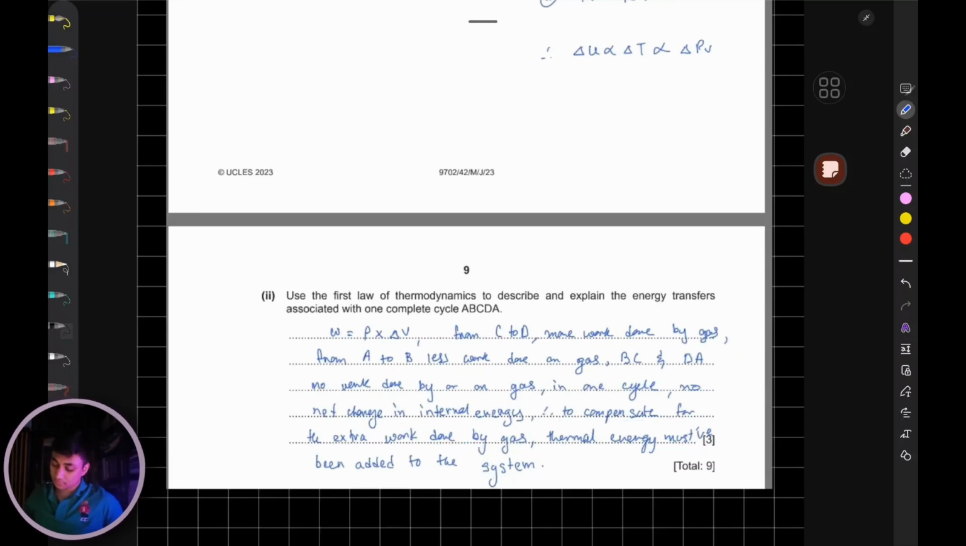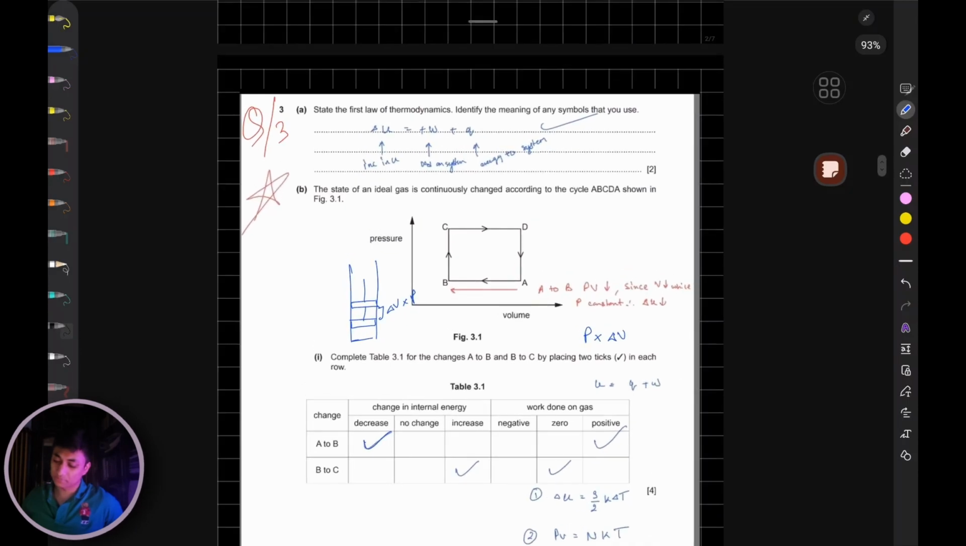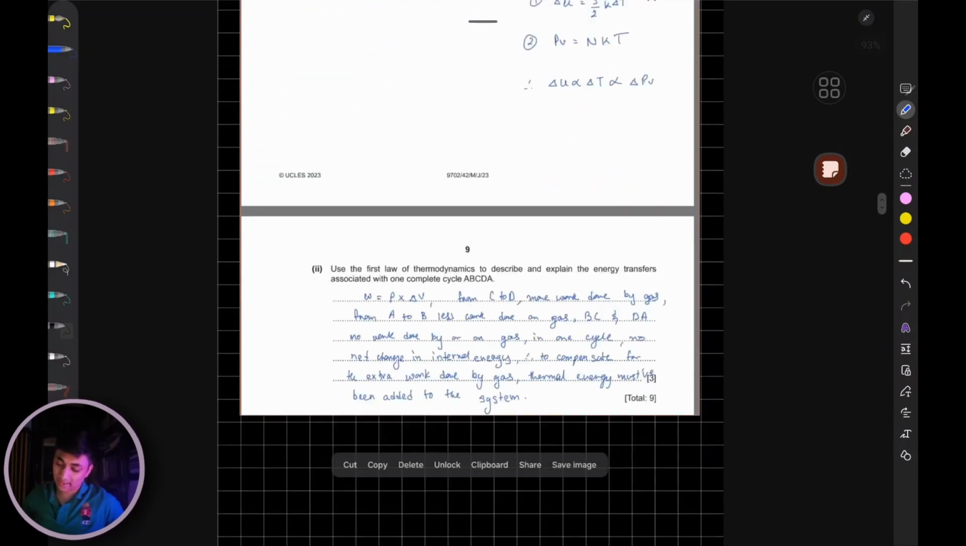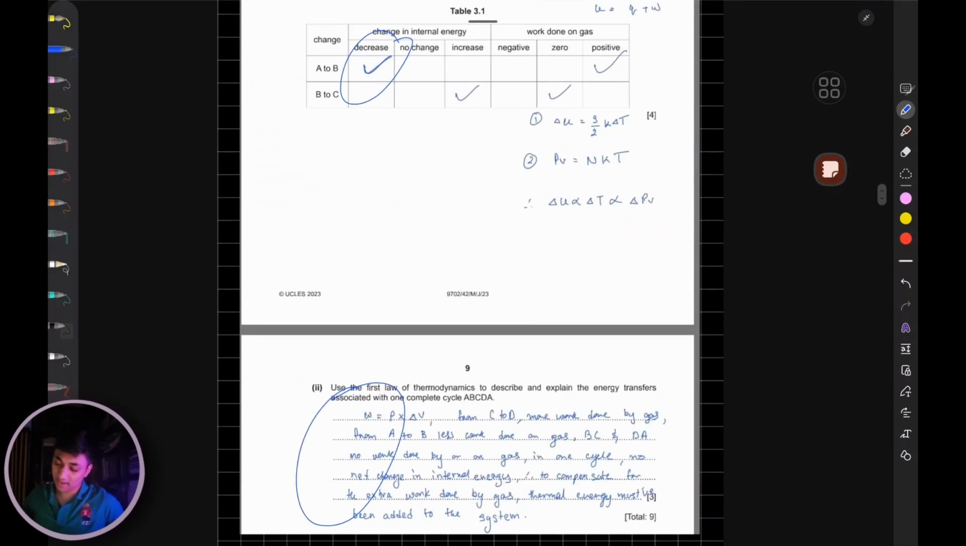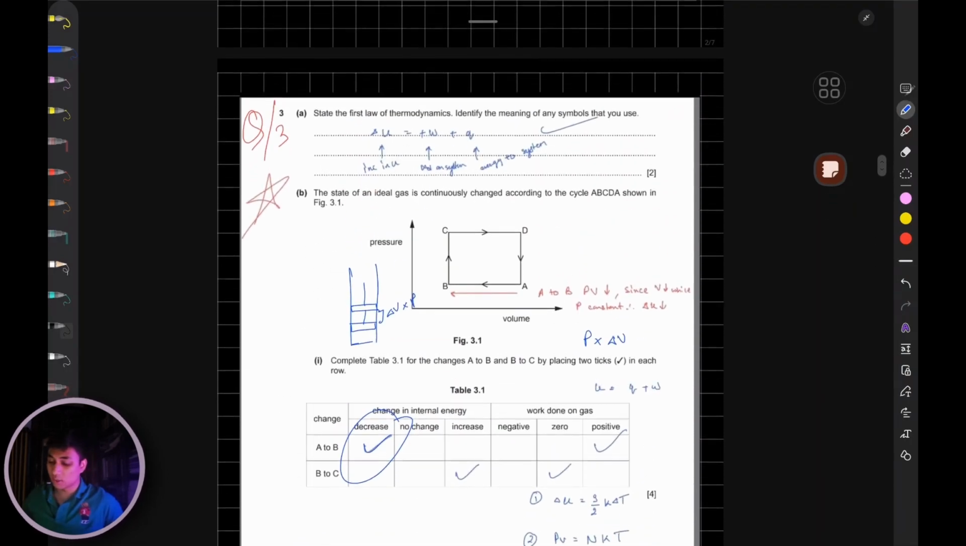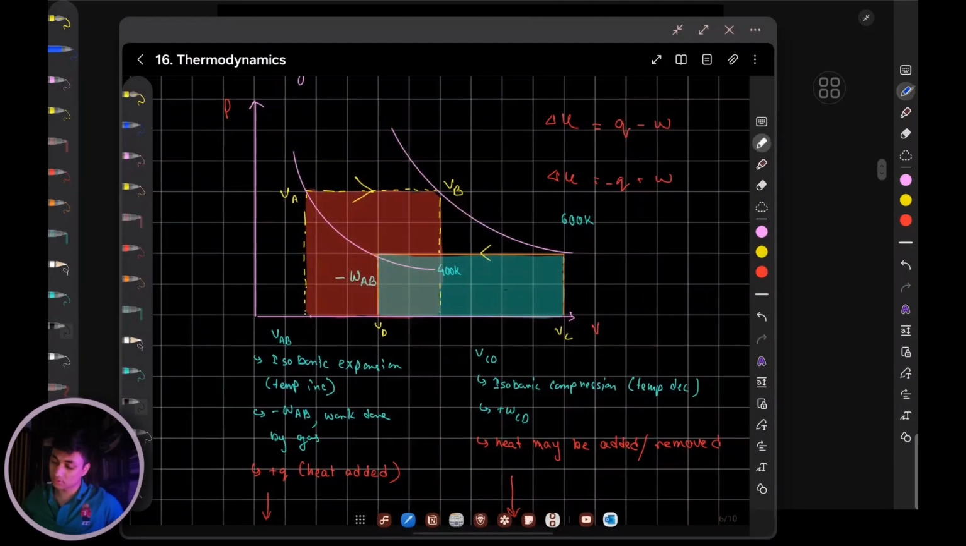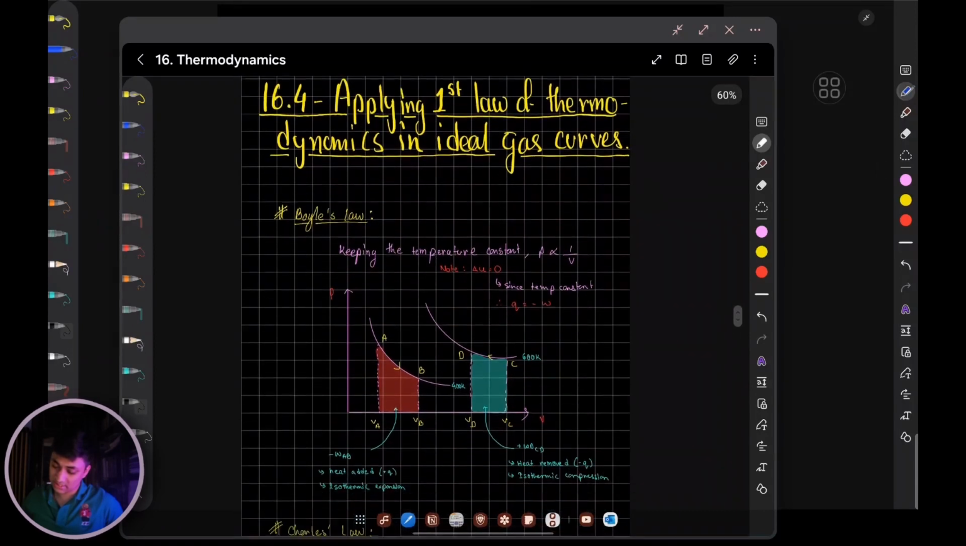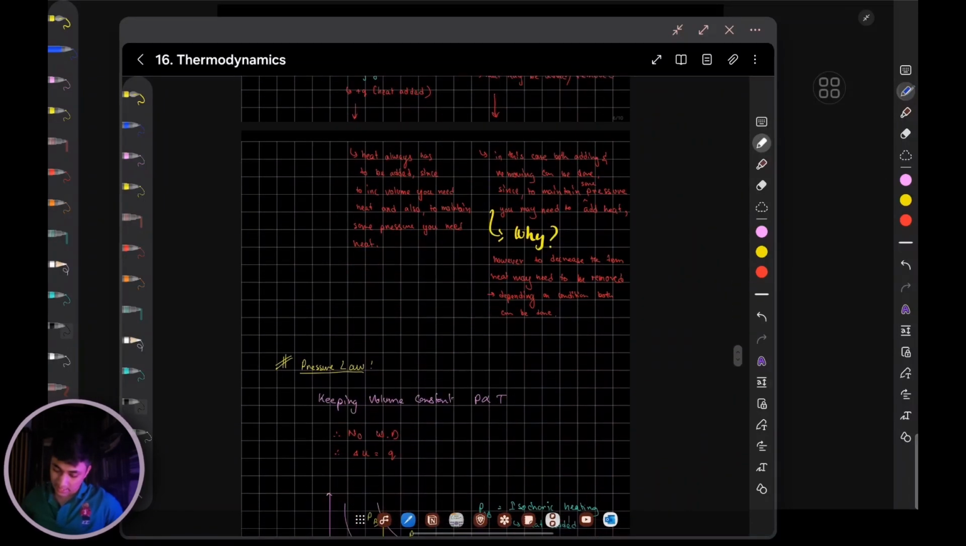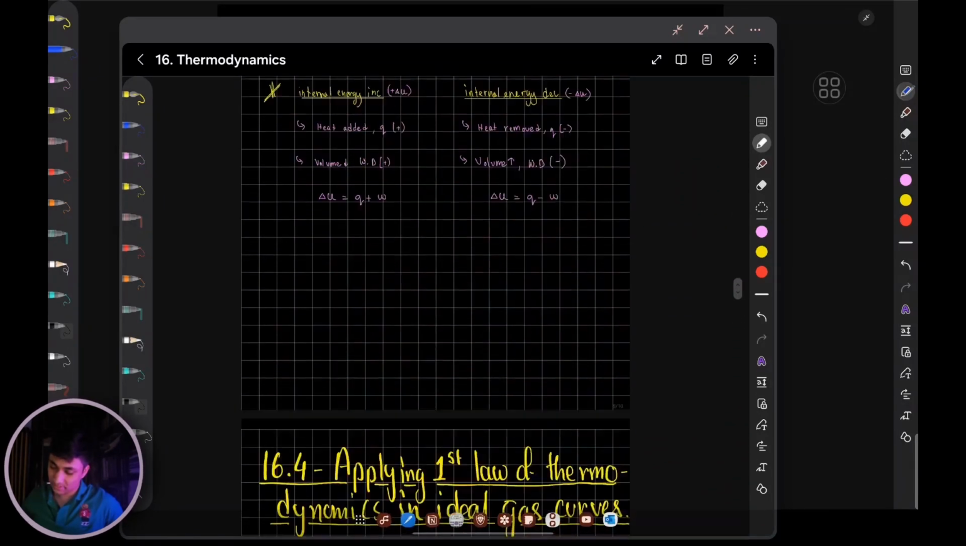Right. Fair enough. This was a pretty complicated question, both this part and answering this part. So you need to have really good concept over here of change in thermal energy. You need to have a good idea of all these graphs: Boyle's law, Charles' law, and pressure law. Okay? Fair enough.